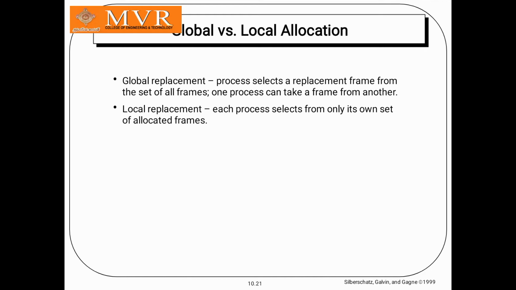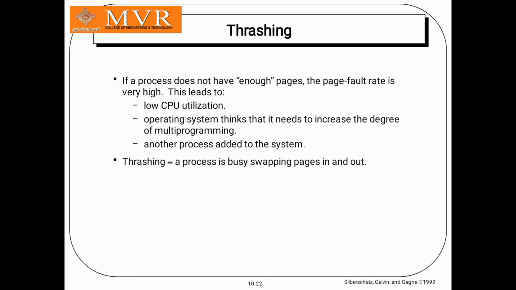So the major difference between local and global: global means it selects frames from the set of all frames, and one process can take a frame from another. Local means each process selects from only its own set of allocated frames. This is the variation of global and local allocation.